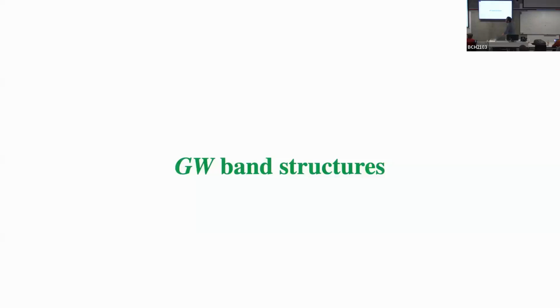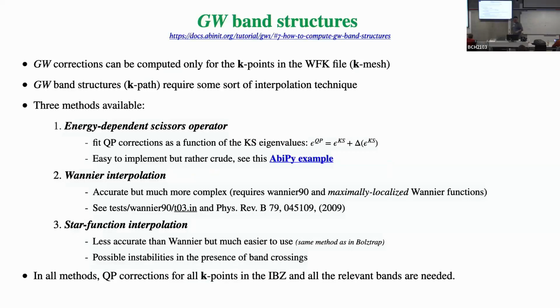Okay, last 2 slides related to the GW band structure. First of all, in density functional theory, once you have the density, you can perform a band structure calculation along an arbitrary path. In GW, or even in hybrid functionals, this is not possible. You cannot obtain quasi-particle energies at arbitrary k-points. You can only compute corrections for the k-points that are included in the wave function file that you use to construct the Green's function. And this is a mesh, it's not a path.